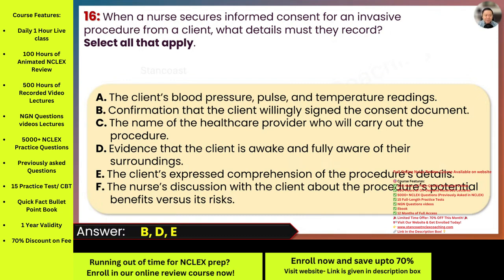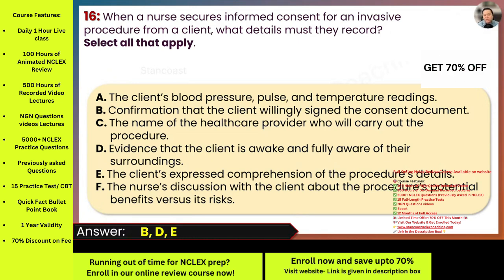So the key point here is that alertness and orientation confirm the patient's ability to make an informed decision. Now, what about letter E? Why is this correct? It's because the nurse does not explain the procedure, but they can confirm the patient understands what the healthcare provider has already given. And so this simply means documenting that the patient verbalized understanding, or if they asked for clarification.